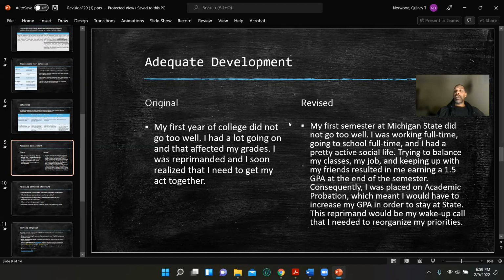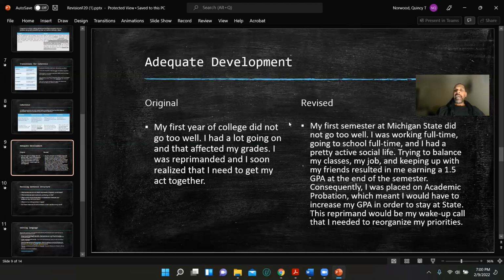Well, what happened as a result of that? Trying to balance my classes, my job, and keeping up with my friends resulted in me earning a 1.5 GPA at the end of the semester. Oh, that's what you meant when you said it affected your grades. Consequently, and there's a transition, I was placed on academic probation, which meant I would have to increase my GPA in order to stay at State. Oh, that's what you meant when you said you got reprimanded. This reprimand will be the wake-up call I needed to reorganize my priorities. So the revised version is a lot more specific.